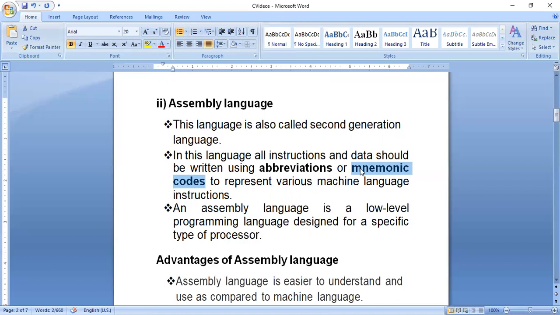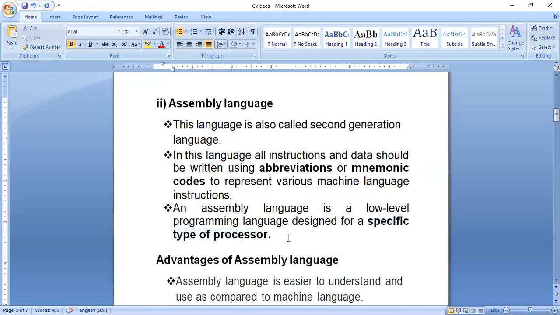It is also a low-level programming language designed for a specific type of processor. Based on the processor, this language is decided.